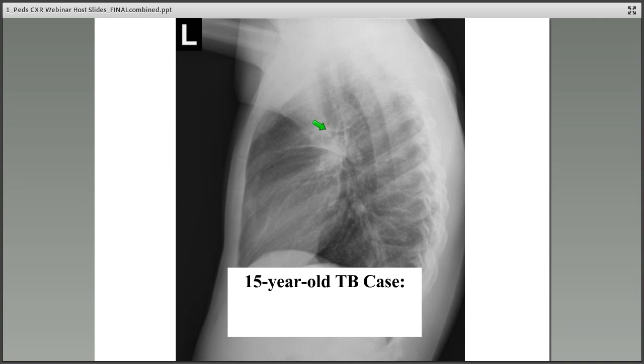The lateral confirmed the right hilar adenopathy, as well as the right upper lung cavity.